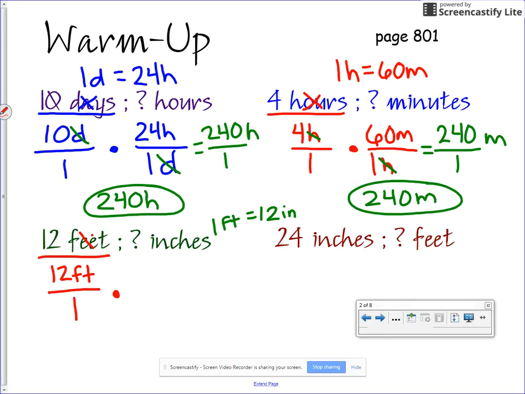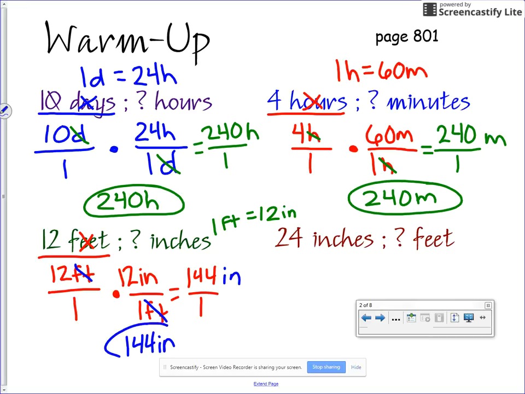We want to get rid of feet, so feet will now be on the bottom. So 1 foot, 12 inches. When we multiply straight across, we get 144 over 1. When I do that, we got rid of the feet. They cancel out. Feet divided by feet ends up with none. No unit there, so then we're just left with inches. So our answer then is 144 inches.